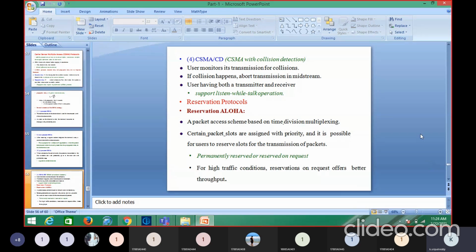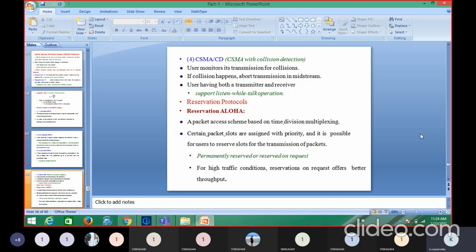If you observe high traffic conditions, the reservations and requests will offer a better flow. The reservation protocol is a packet access scheme based on time division multiplexing operation. Either based on the requirement or the priority, certain packet slots are reserved permanently, or they will be assigned based on demand for a particular moment of time.